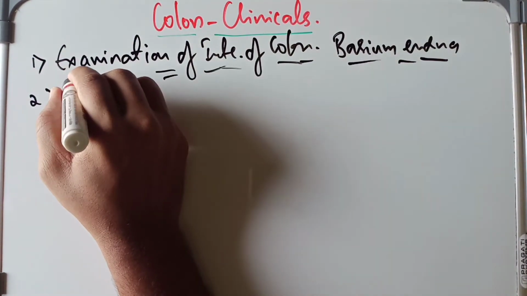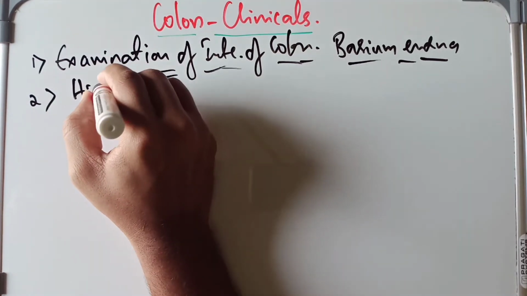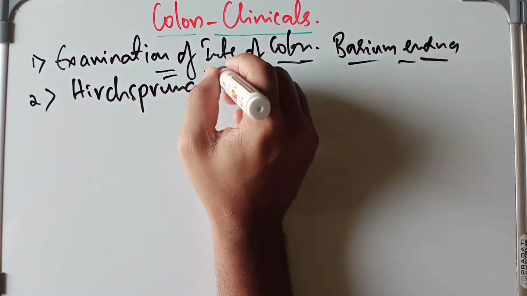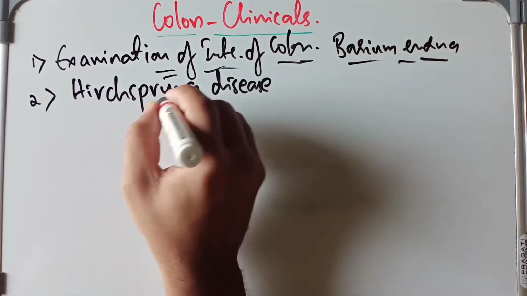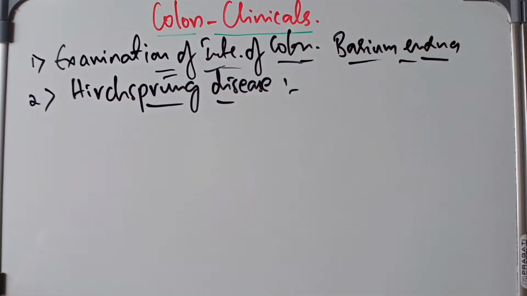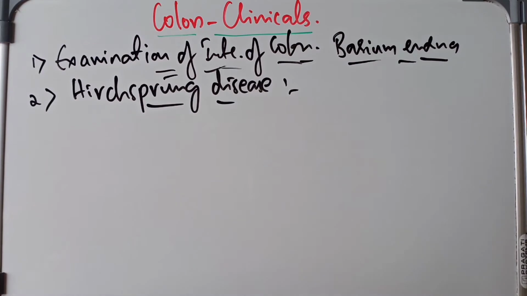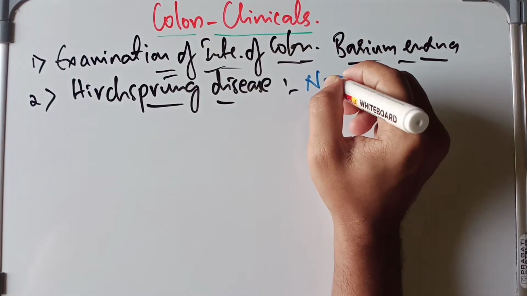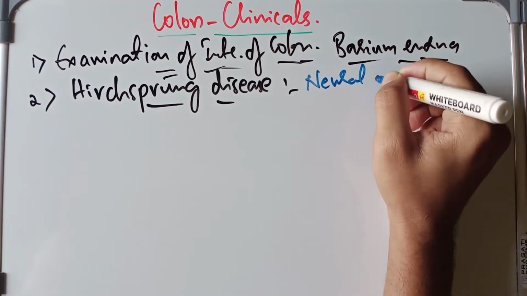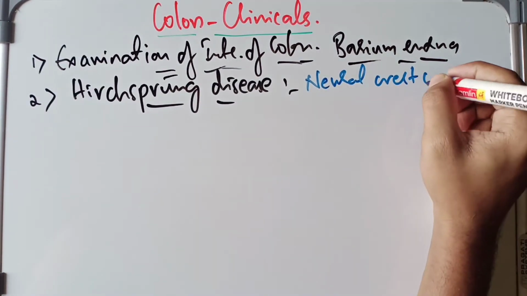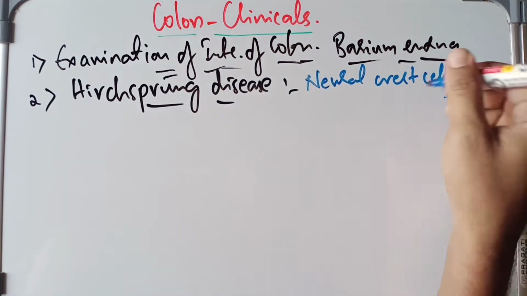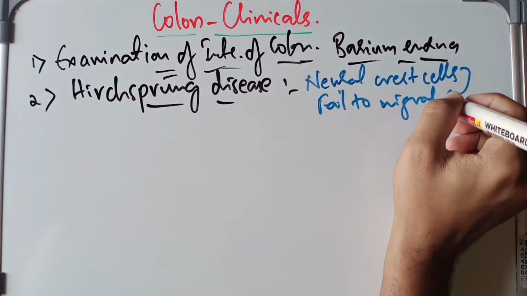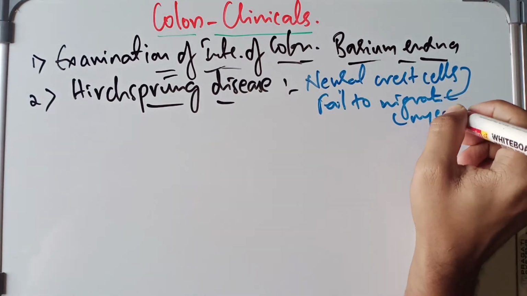So the second thing is something known as Hirschsprung disease. What is Hirschsprung disease? It occurs when the neural crest cells fail to migrate and form the myenteric plexuses. During fetal development we have the neural crest cells, and they fail to migrate to form the myenteric plexuses.